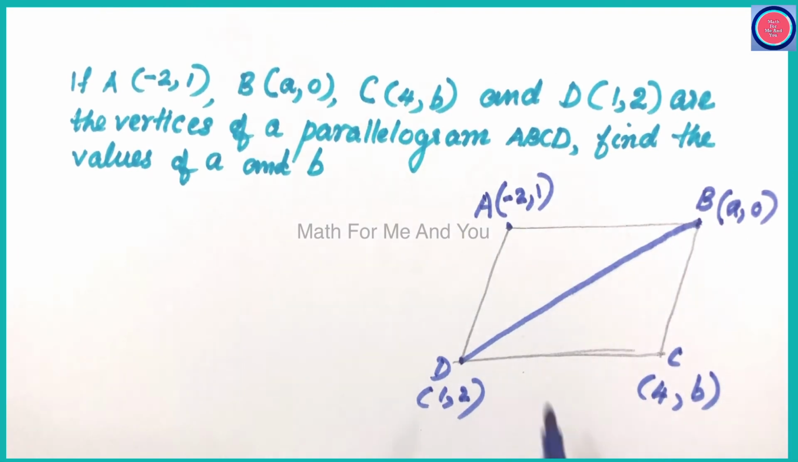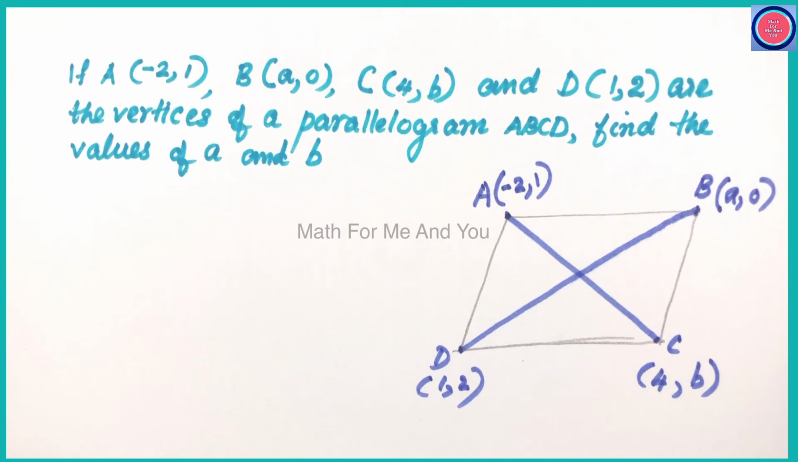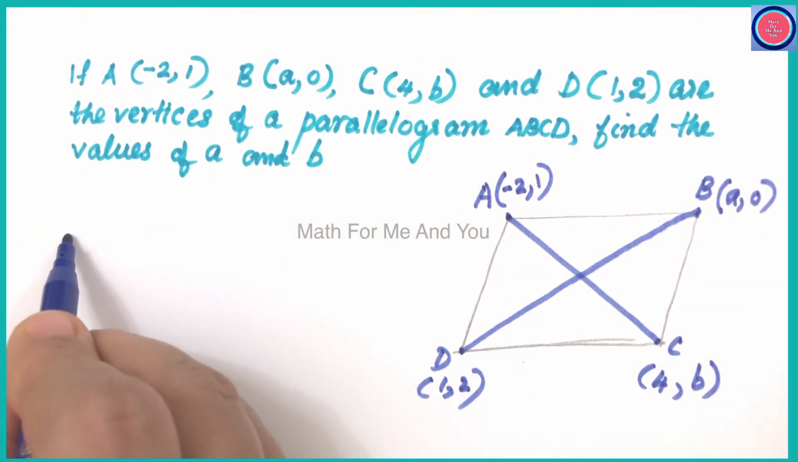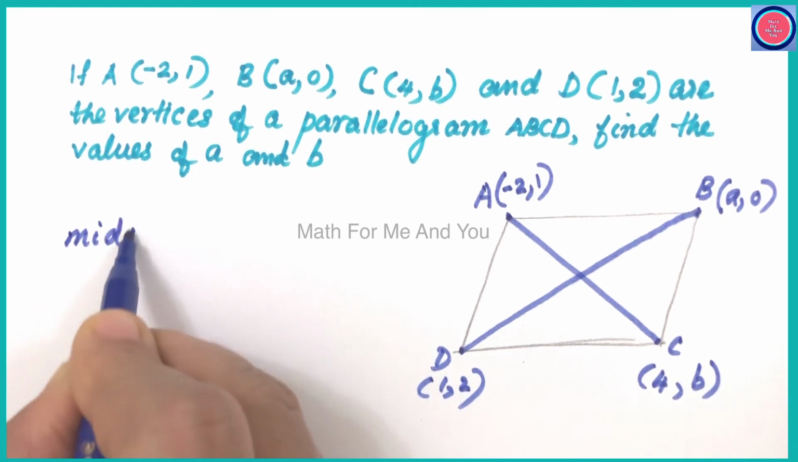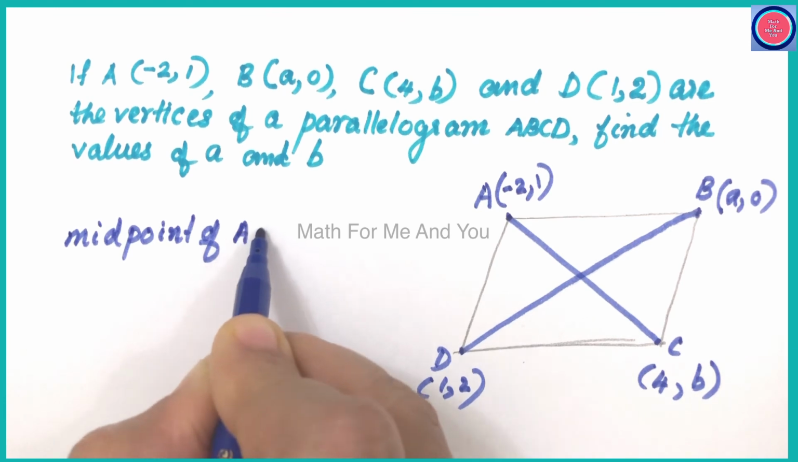What do you know about the parallelogram? The diagonals, they bisect each other. That means the midpoint of AC is equal to the midpoint of BD. The midpoints of the diagonals are equal. So now we can find the midpoints of these two diagonals by using the midpoint formula. The midpoint of the diagonal AC is equal to the midpoint of BD.